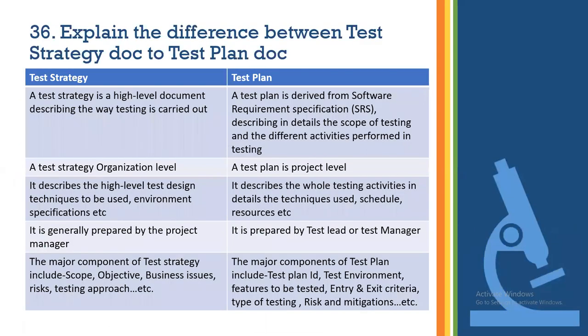So explain the difference between test strategy document and test plan document. Generally, in the test initiation phase, the test strategy document is prepared. In the test planning phase, the test plan document is prepared. The test manager is responsible for preparing the test strategy document. The test lead is responsible for preparing the test plan document. Okay. Now understand the difference.